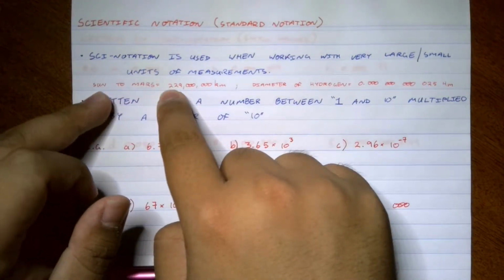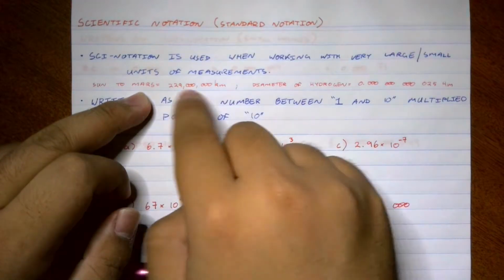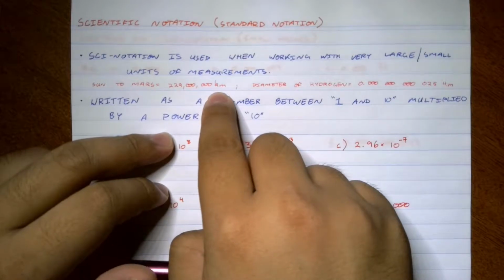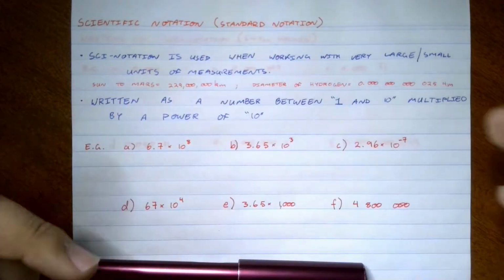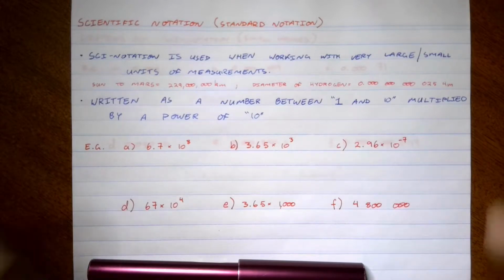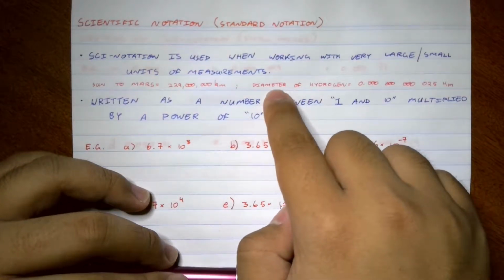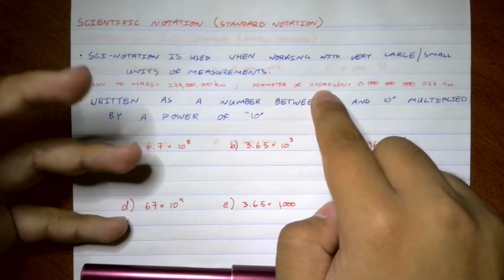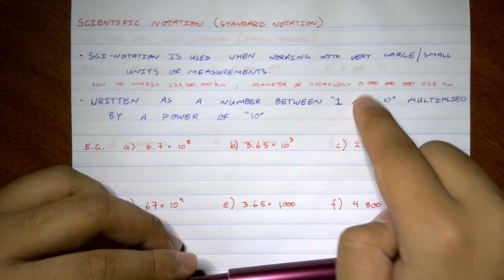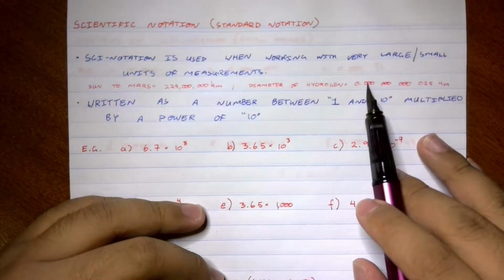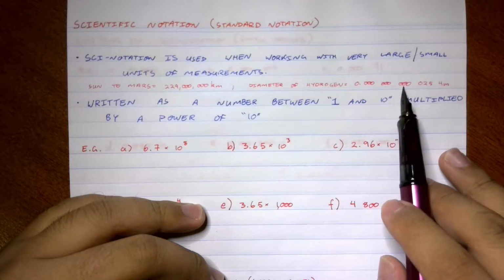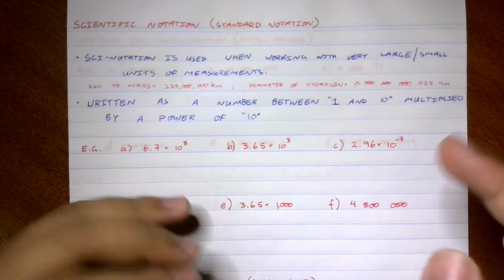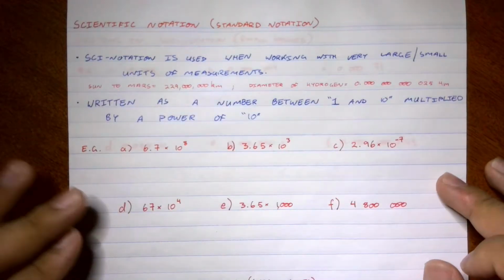From the sun to Mars, it's about 229 million kilometers. So when you're looking at this value, we may want to represent it in an easier way, as well as this, the diameter of a hydrogen atom is 0. Let me count here. 0.00000000254 meters. So it is just absolutely tiny.